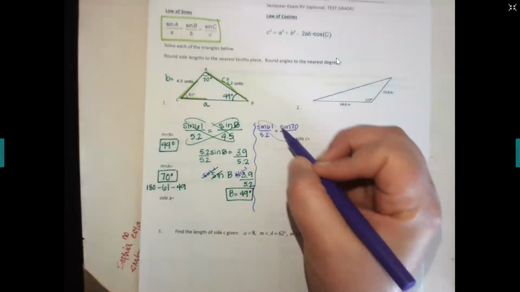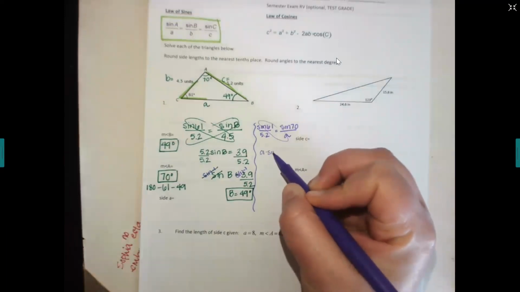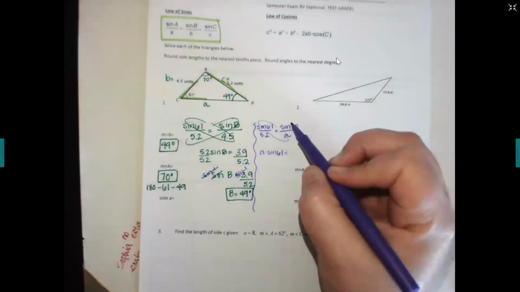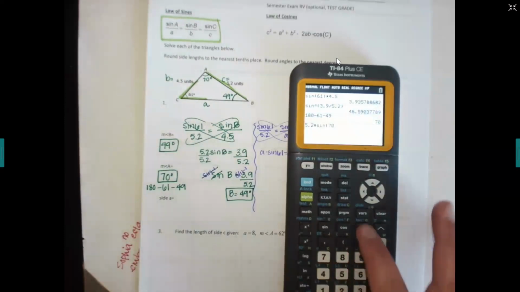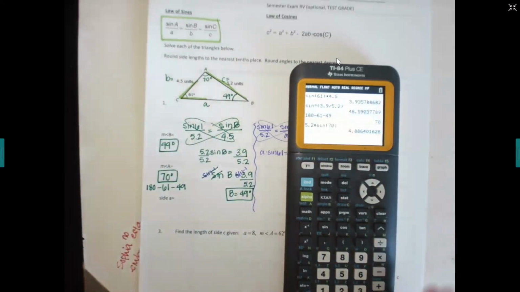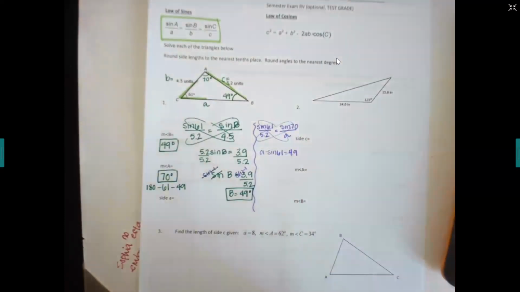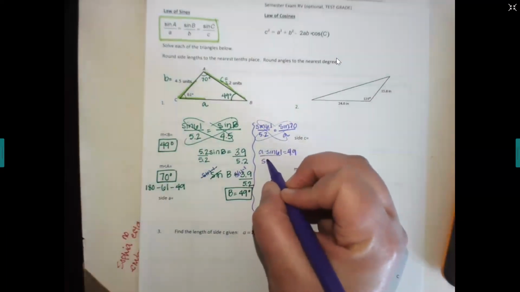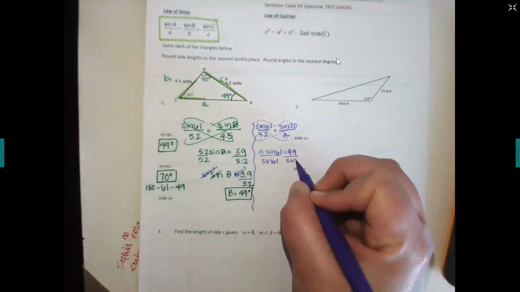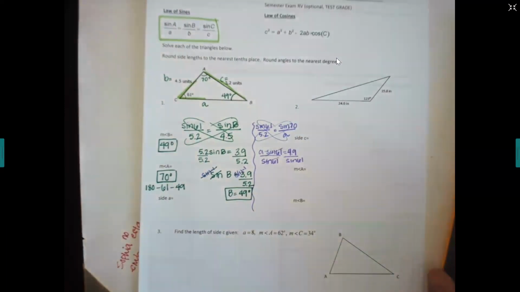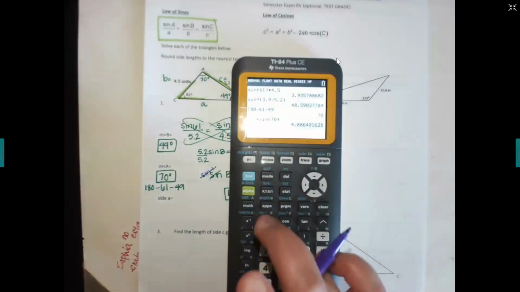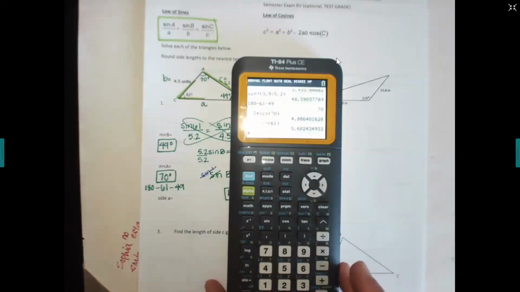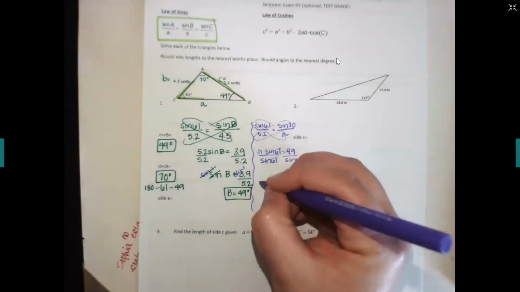So I have A times sine 61 equals, and then I'm going to multiply this side out. So it's 5.2 times the sine of 70. I got 4.88. I'm going to round that to 4.9. And then my next step would be to divide this side of 61 out of the way. So whatever 4.9 is divided by sine 61, that's going to be my answer. And I got 5.6.